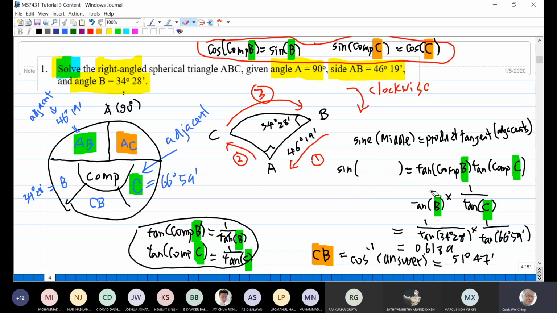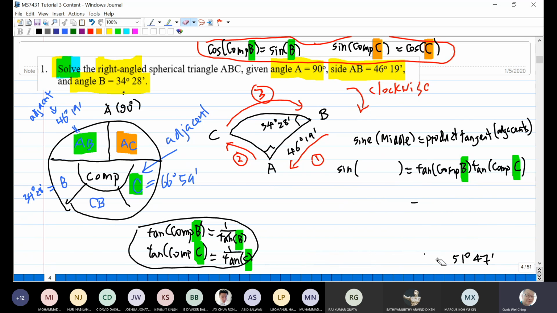So let me erase all this. From here, I know sine of the middle part. The middle part is AC now. You don't need any comma there. So this is AC here. AC is orange color because I always put it as the middle part. Then I have AB. Now this AB, tangent of AB.